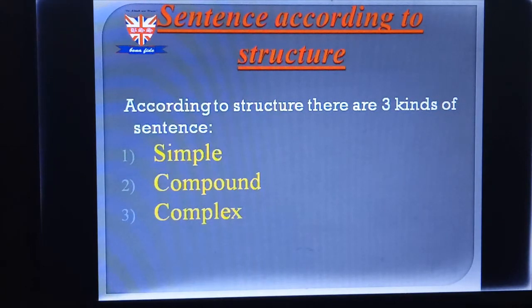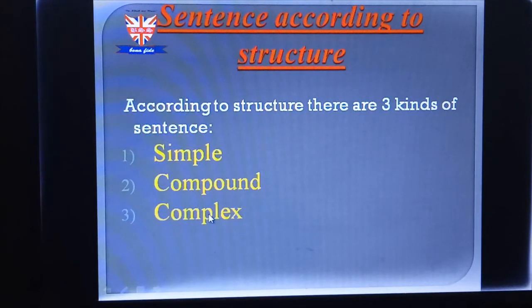As I've told you at the beginning of this semester, each of your chapters will be related with each other. For that reason, you have to be regular to watch the videos, as you have to be regular in the class as well. So look at the screen now. If we are discussing the classification according to structure, there are three kinds of sentence: simple, compound, and complex.